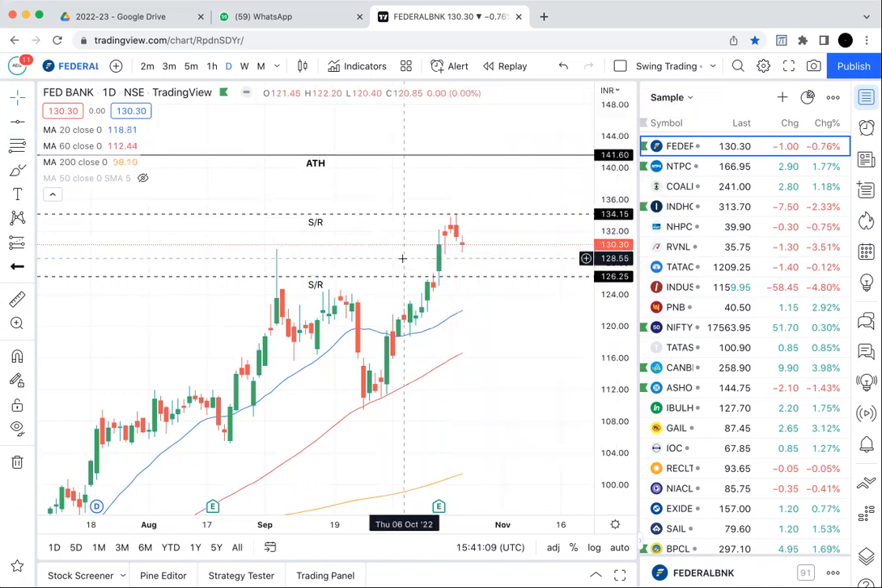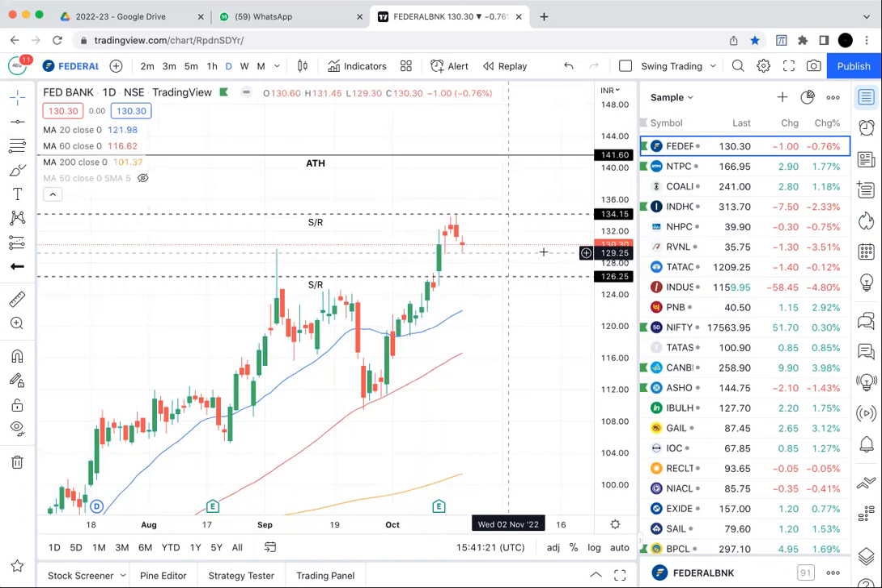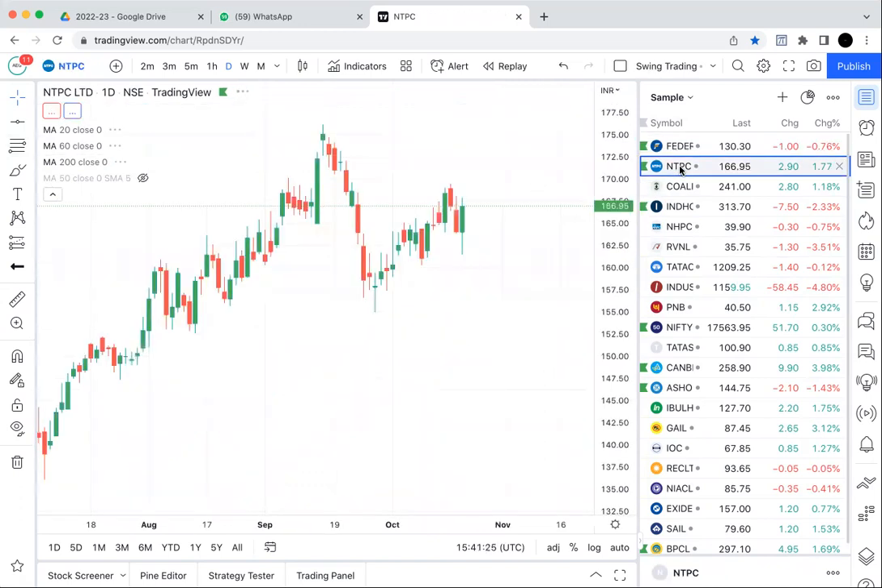Okay, so what's going to happen here is that this may swing up and down between these two levels. All right, so this is how you draw the support and resistance. That's number 2, right? Support and resistance. All right, let's look at the next one.